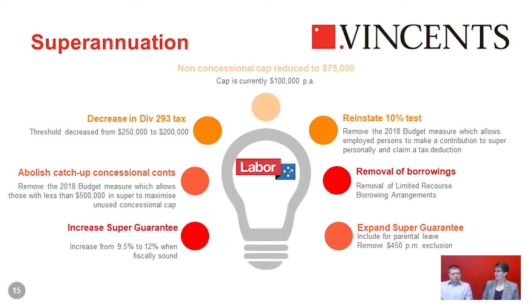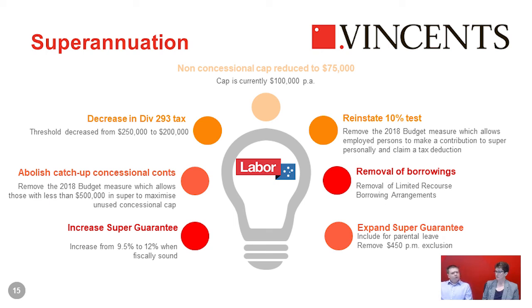As far as what we do definitely know about Labor's agenda, they want to reduce the non-concessional cap. It's currently $100,000, down to $75,000. So the bring forward being 3 times that would also decrease by essentially $75,000. So essentially making it more difficult to get post-tax money into the concessionally taxed environment of superannuation.